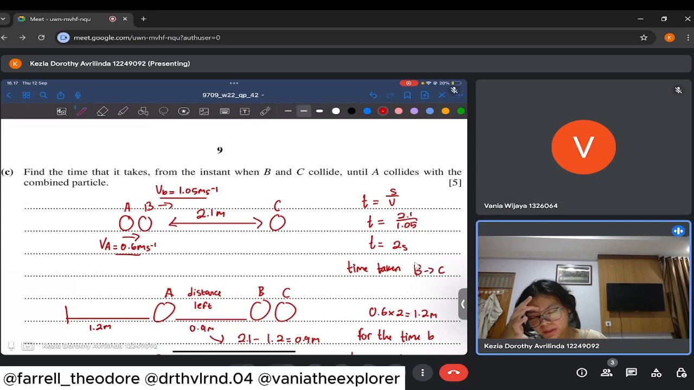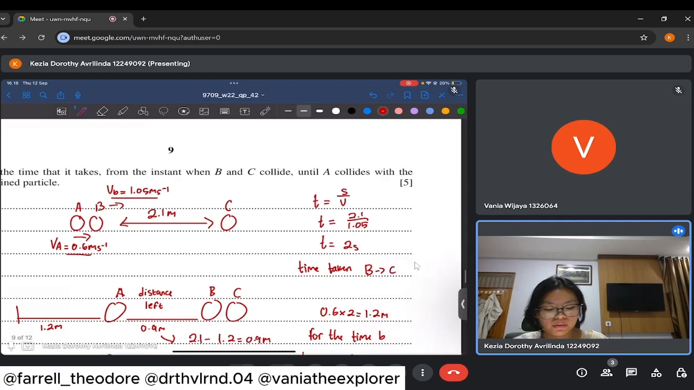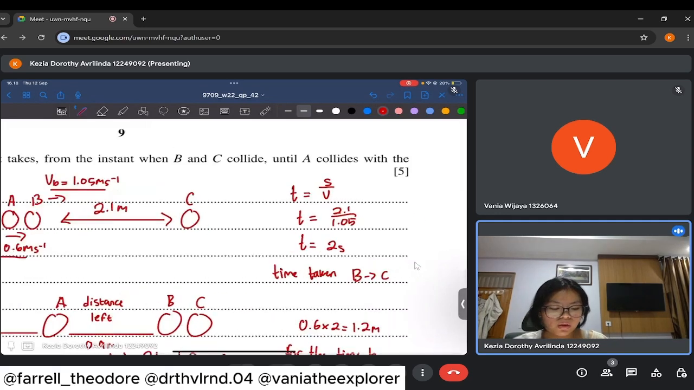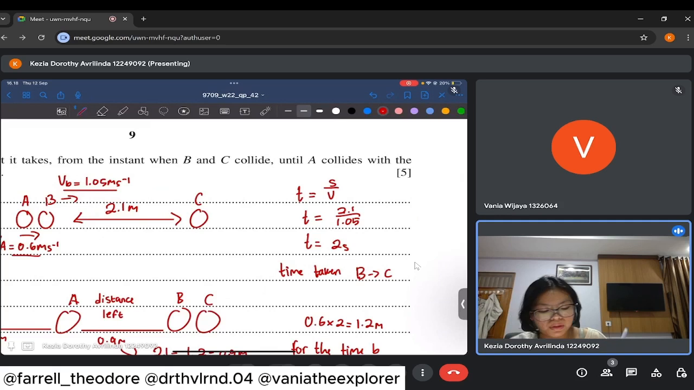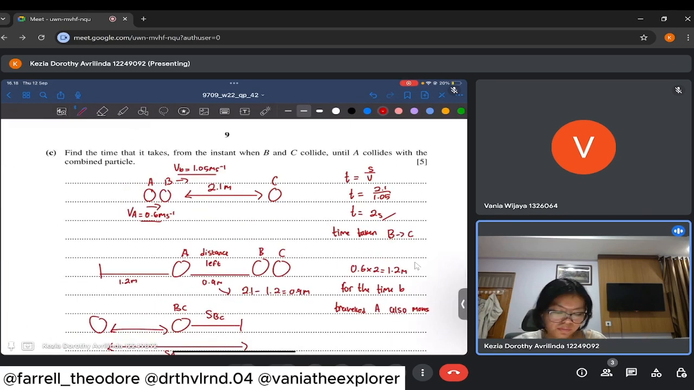Since the particle A, when it hit particle B, its velocity becomes 0.6, and then velocity of particle B is 1.05. It's also stated that there is a distance between particle B and particle C of 2.1. So first we find the time taken from B to C. We use the formula T is equals to distance over velocity. We put it inside and it equals 2 seconds. This is the time taken for B to go to C.